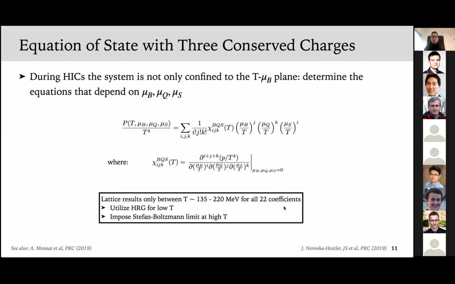So these were 22 different coefficients that needed to be utilized in order to reconstruct the pressure in the QCD 4-dimensional phase diagram, but they're only available in a limited temperature range. So we need to fill in some information as a function of temperature in order to be able to have enough of the coverage of the phase diagram for these hydrodynamic equations. So in order to do so, we utilize the Hadron resonance gas model in the low temperature regime, where we know the system is in the hadronic phase, and also imposed an approach to the Stefan-Boltzmann limit at high temperature.